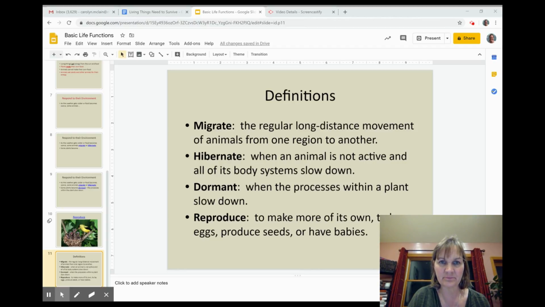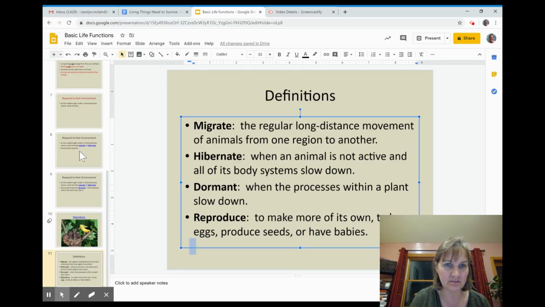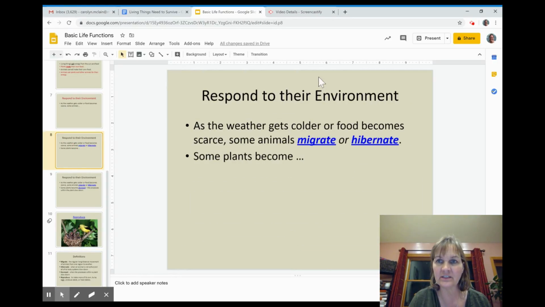My system kind of blinked there for a moment. My apologies. So as I was saying, hibernate is when an animal is not active. Okay, and when we say not active, we're talking about it's not going out and hunting. Okay, it's not going out and doing some of its usual activities. All of its body systems actually begin to slow down. That's what happens when it hibernates. Okay, now I'm going to go back to the other slide that I was on.